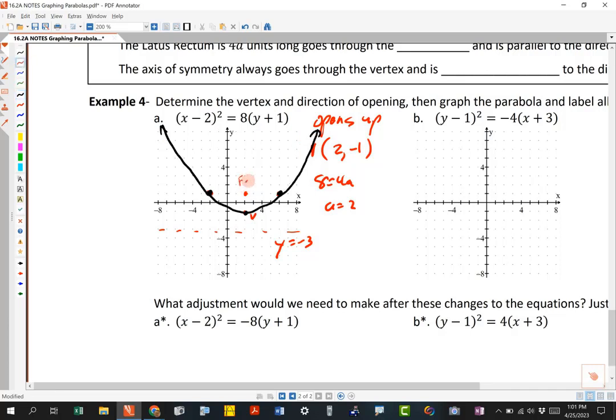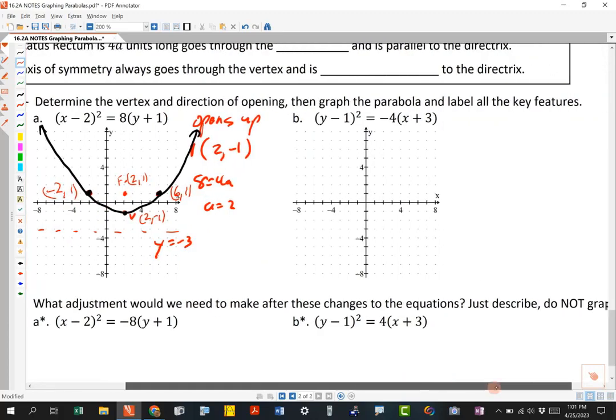So this is the focus, and the focus is at 2 comma 1. The vertex is at 2 comma -1. There's our directrix right there, y equals -3. And then this endpoint is at 6 comma 1, and this endpoint is at -2 comma 1. Okay, so we've got all those, and let's take a look at the next one here.